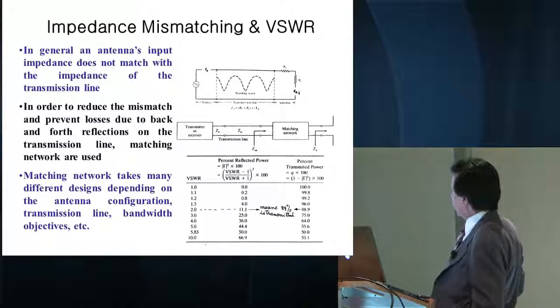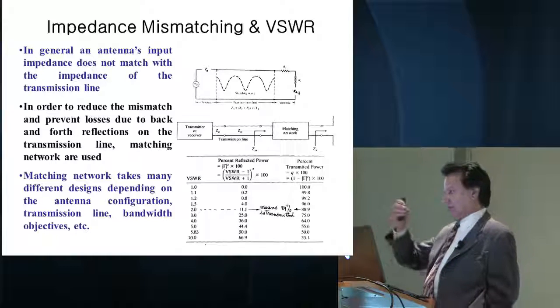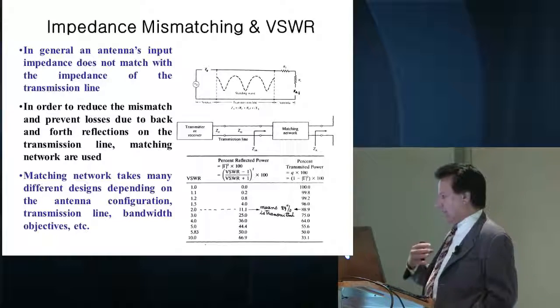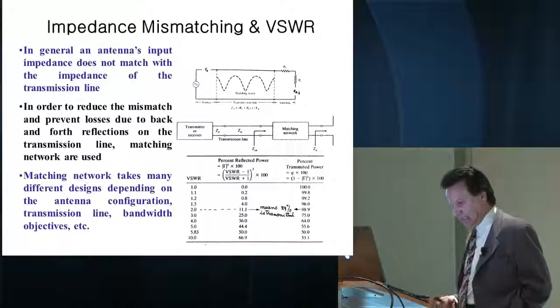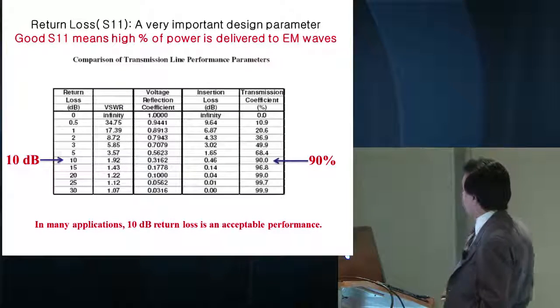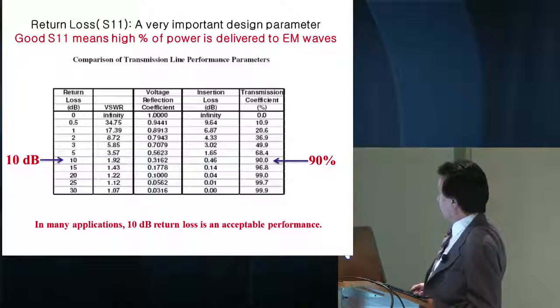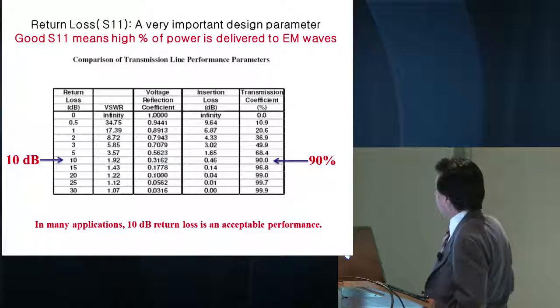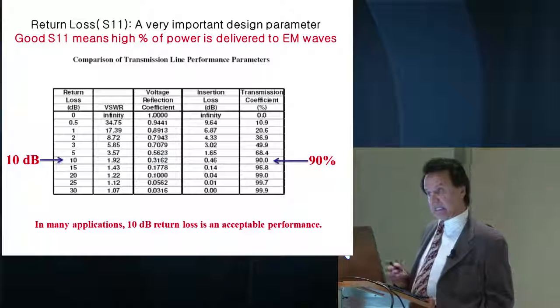So that shows that we want to deliver all the power that we are generating, spending money on, into the space wave. If there's any mismatch, some of this power bounces back and doesn't get radiated. How do we quantify that? We quantify that by the parameter S11, a very important design parameter. So good S11 means a high percent of power is delivered to EM waves. That's what we want to do.